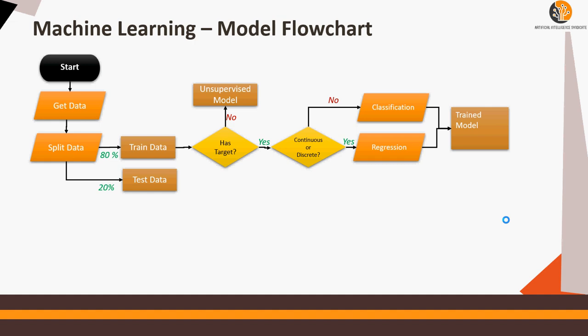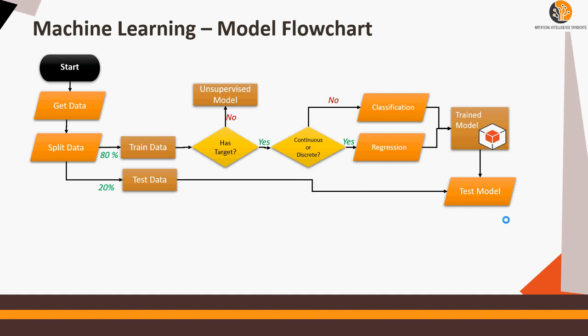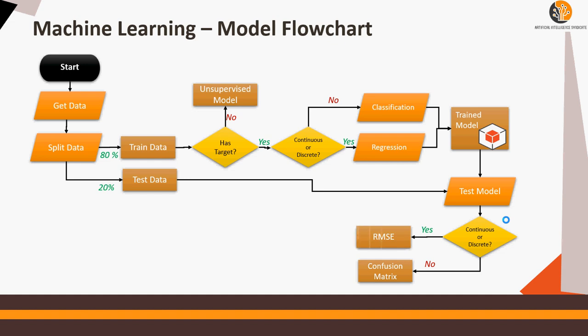Now, the trained model is there, and then you have to test the model. Now, the test data is going to come into the picture. And then again, you have to find out if it's continuous or not. To test the accuracy of the model, for discrete you would use a confusion matrix, and for continuous variables you are going to use root mean square error. There are multiple other things, but this is a very basic, very generic model flow.